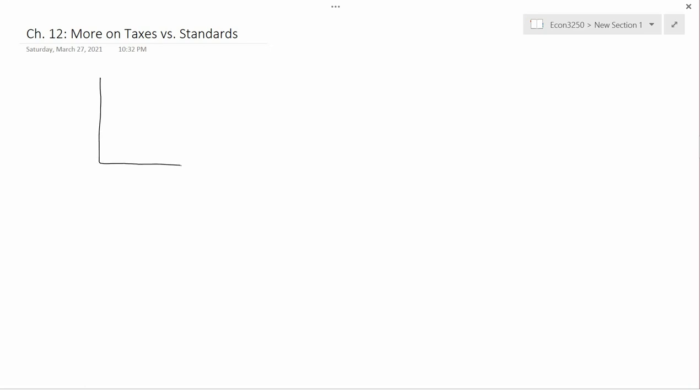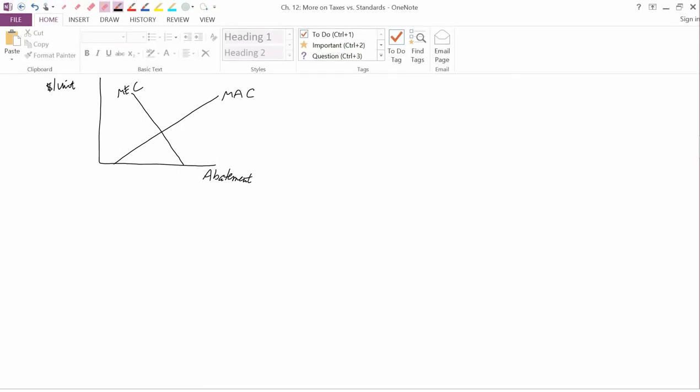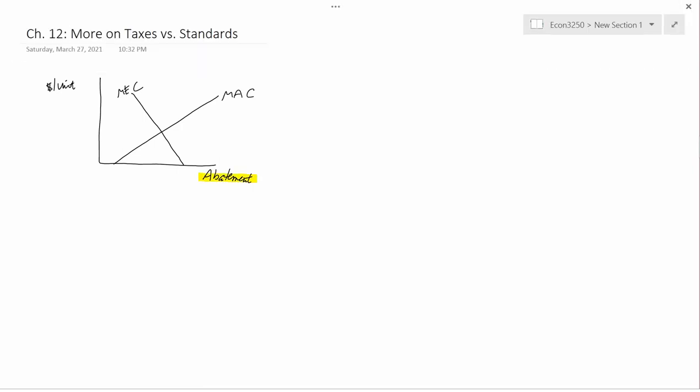Let's think about the way that the socially optimal level of abatement was originally decided. We had an MAC curve, and we had an MEC curve. Remember, since we're using abatement on the horizontal axis rather than output, the MEC curve is downward sloping rather than upward sloping. And the socially optimal level of abatement, I'll call it a star, is given by that level.